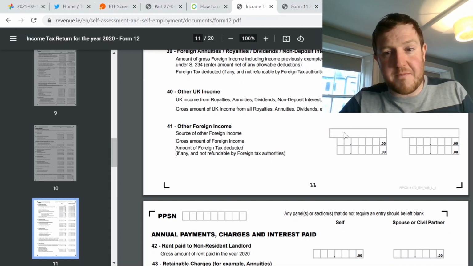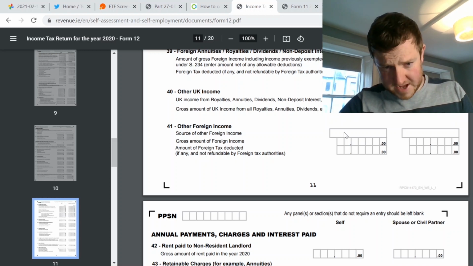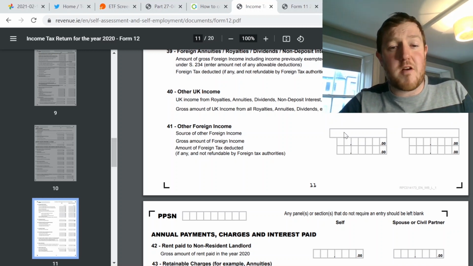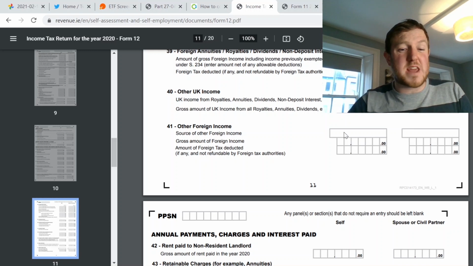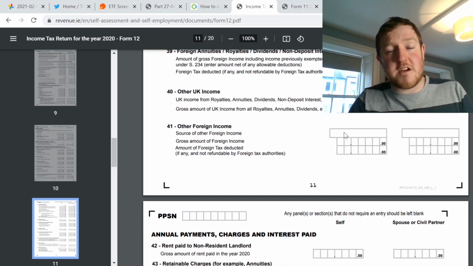You can put in your source, put in the name of your ETF, and put in the gross amount of foreign income. So that would be the amount of profit that you made there, and any other amount of foreign tax deducted. If it wasn't EU, there probably wasn't any tax deducted at all, so that would be 0 in that case, and that's pretty much it then. Just so you know, there are actually electronic versions of these forms online. I'm just showing you the paper version because it's easier to show on the screen here.